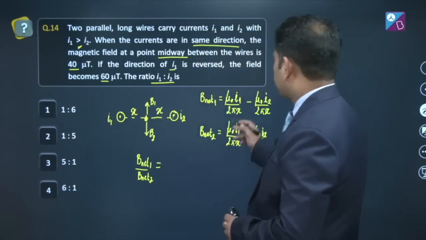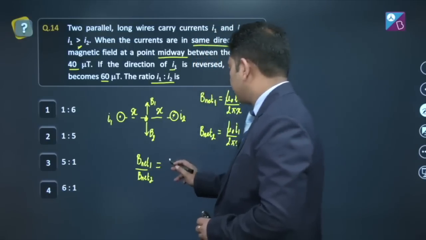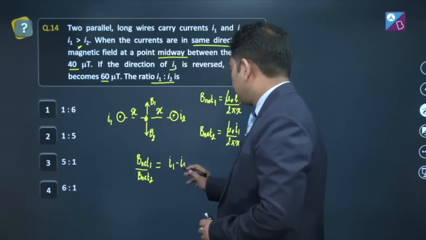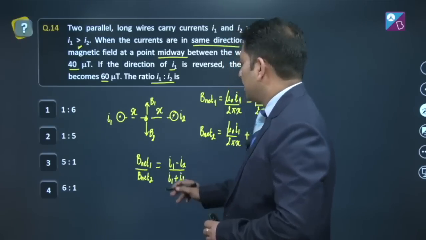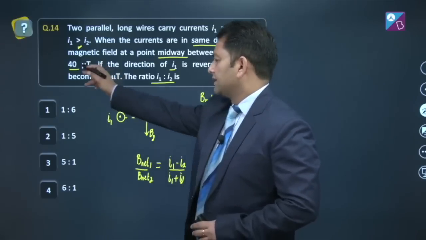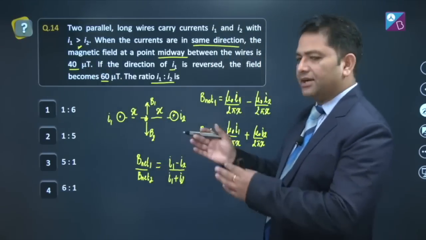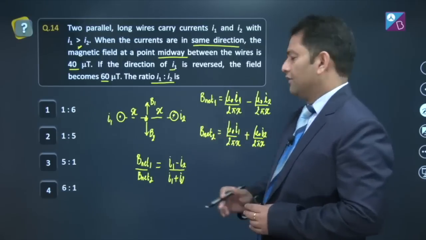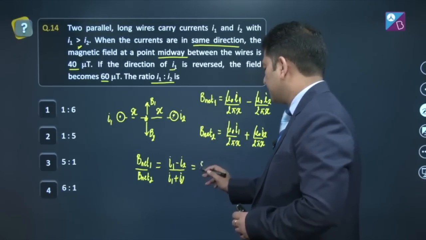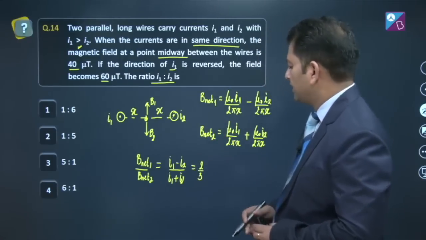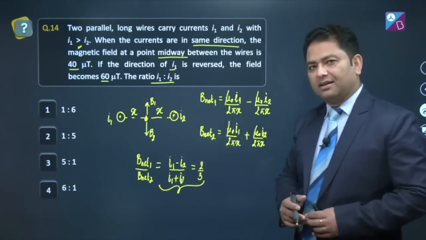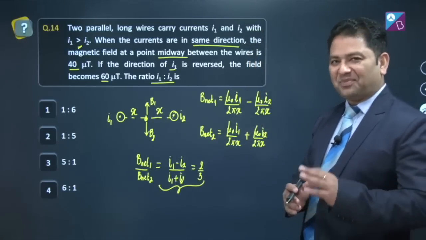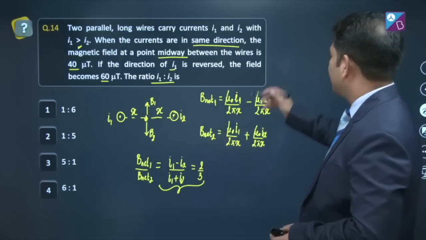If I divide them, the common factor gets cancelled, so this becomes I1 minus I2 by I1 plus I2, or B1 by B2, that's simply 40 by 60, micro that gets cancelled out. 40 by 60 का मतलब that is equals to 2 by 3. Now, इस given expression से I1 upon I2 निकालना क्या कोई दिक्कत वाली बात है? I don't think so. Let me just show it to you.